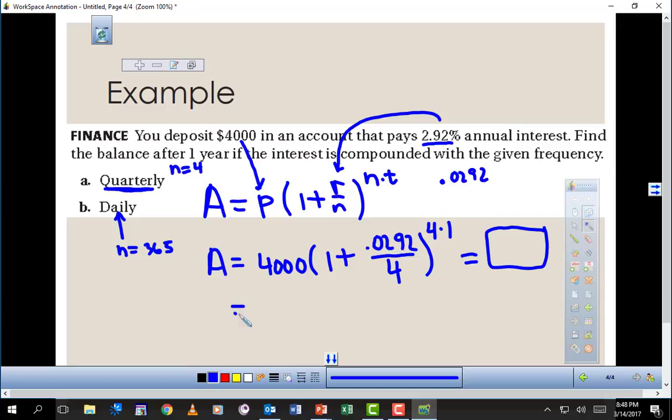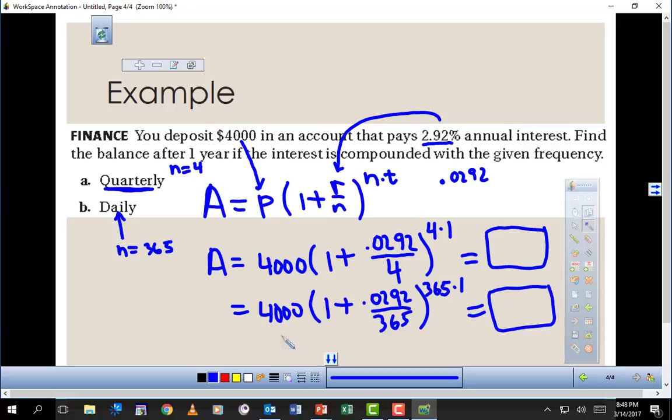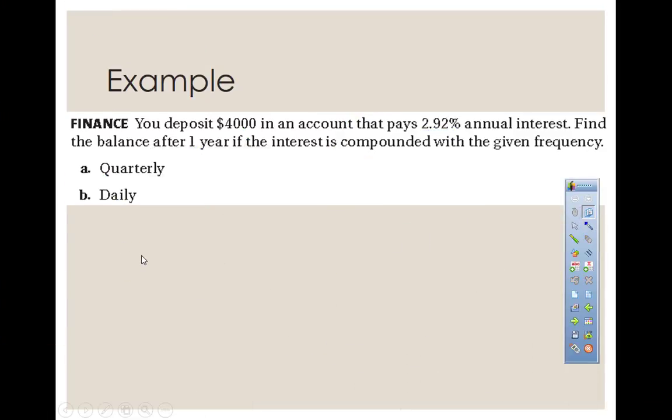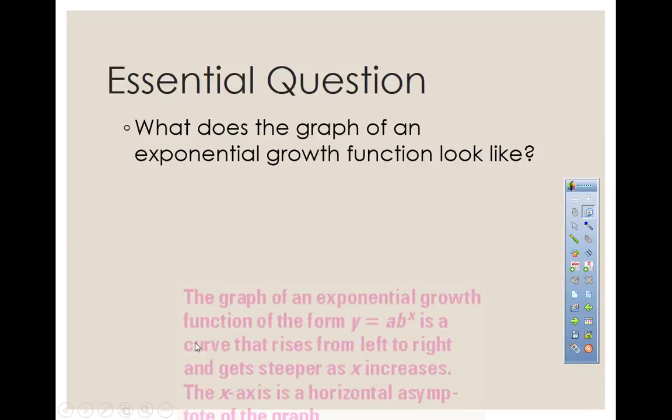The only difference for part B is that this is going to be 4,000, and then you're going to have 1 plus 0.0292 divided by 365. And then you're going to have 365 times 1. Okay, so try those two, and I think that finishes up our study guide or PowerPoint stuff. And so there you go.